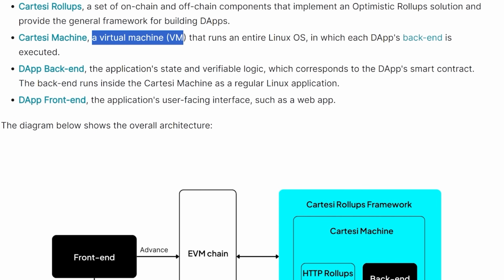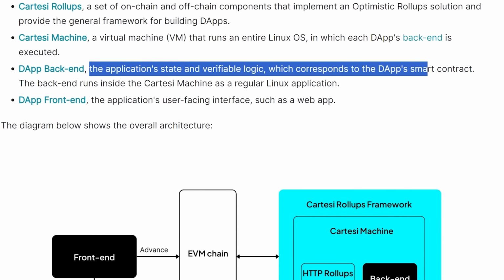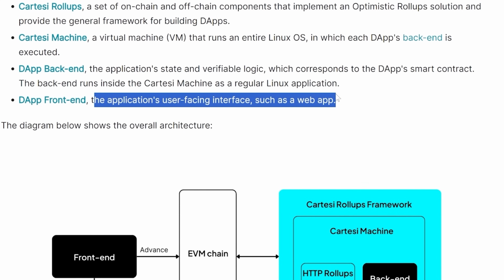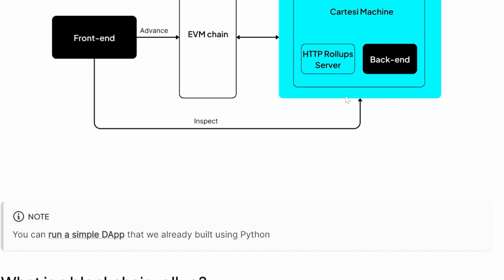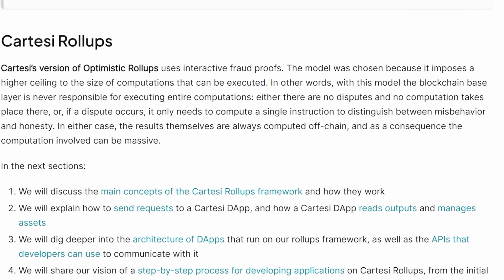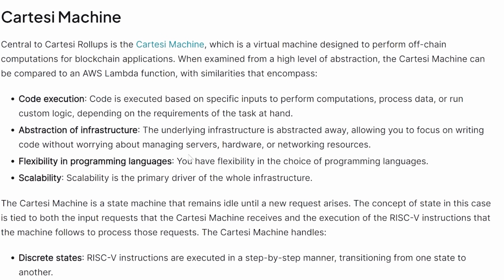We then have the dApp backend. This is the application's state and verifiable logic, which corresponds to the dApp's smart contract. The backend runs inside the Cartesi machine as a regular Linux application. Front end, the application's user-facing interface, such as a web app, that is the most basic part. Now, there's a bunch more stuff here. You can go ahead and read through this just by looking up Cartesi. We have the Cartesi machine, though, which I will quickly touch on.